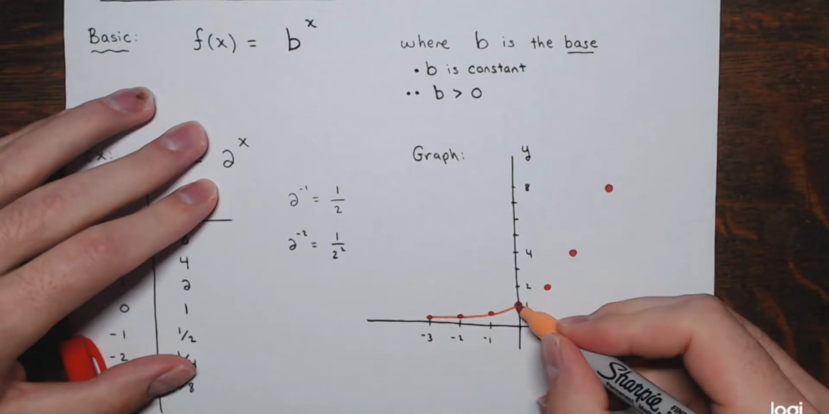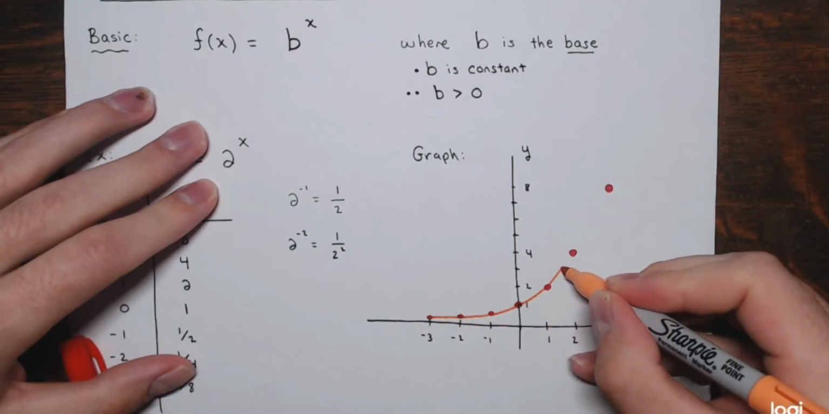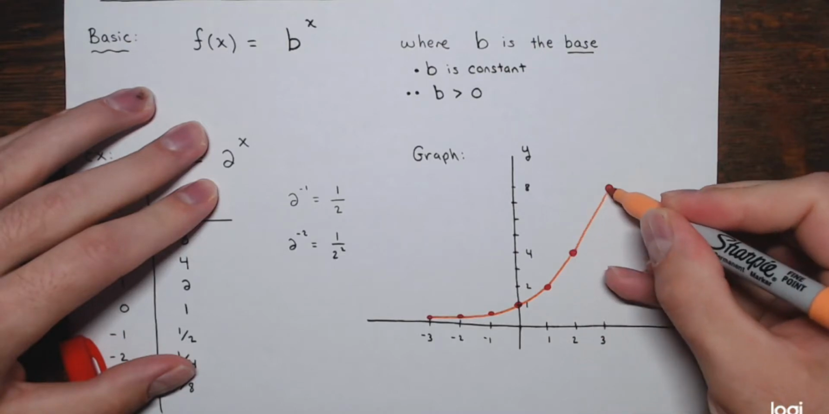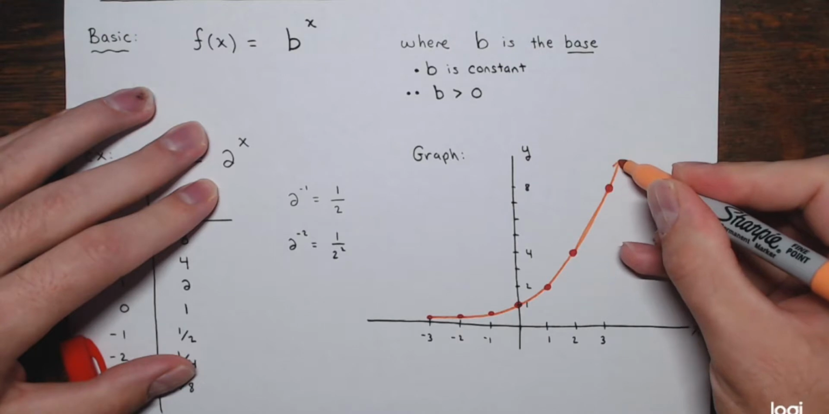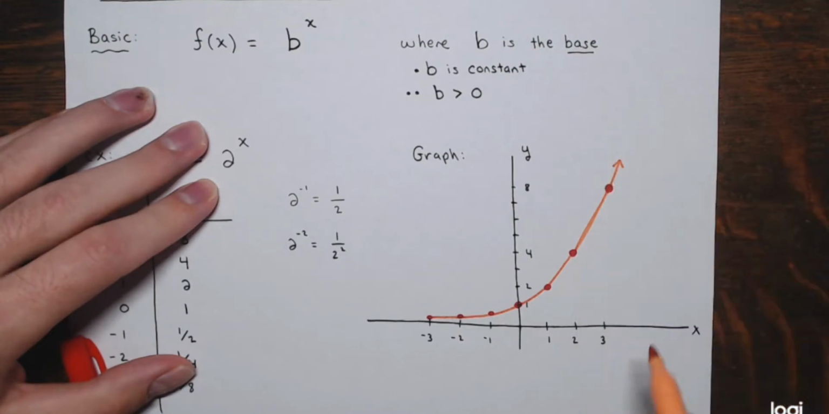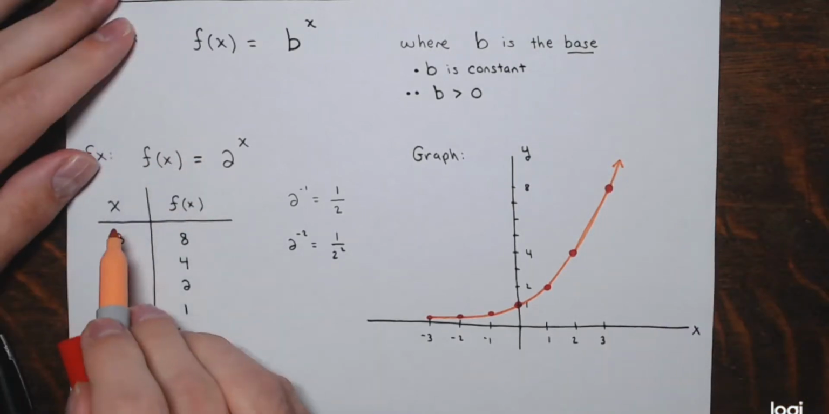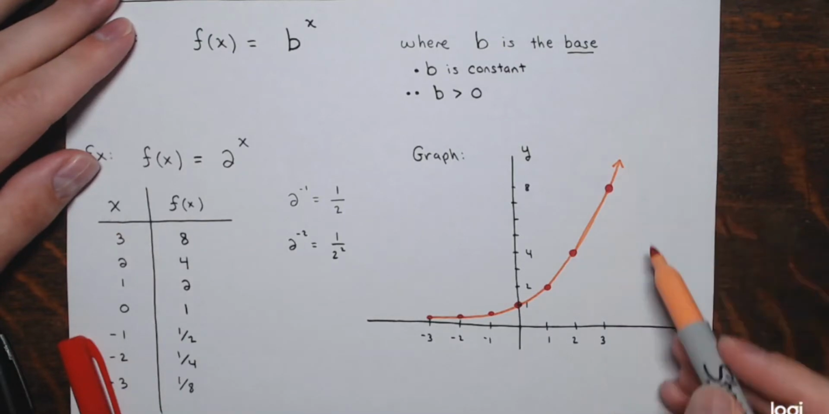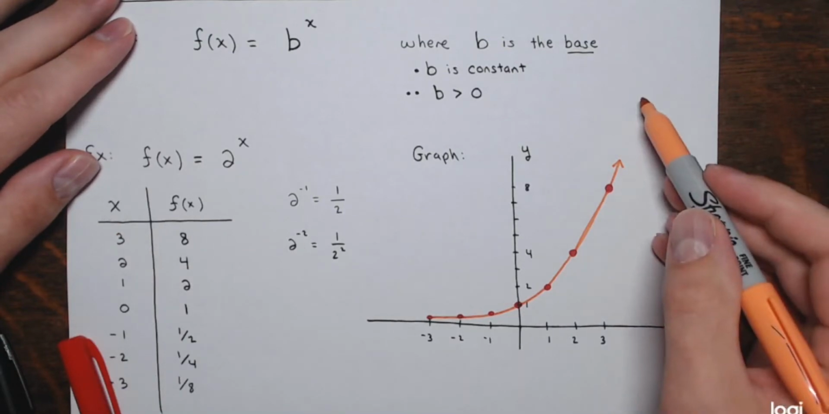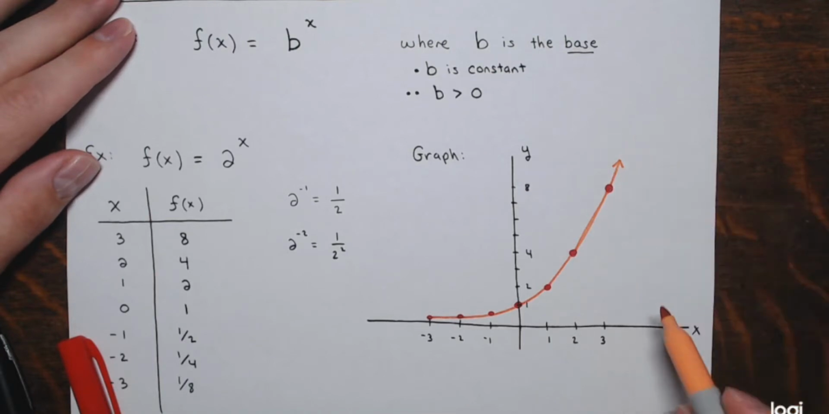Draw a nice smooth curve through all these points. Don't connect them with straight lines. It's not straight. Now it's going to continue upward forever. I hope you understand that. When I plug in 4, I'd get 2 to the 4th, which is 16. 5, 32 would be the output. 2 to the 5th is 32. The larger my input gets, the larger the output.